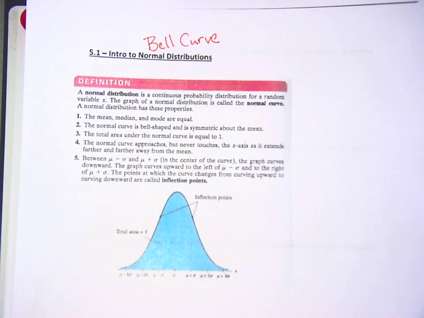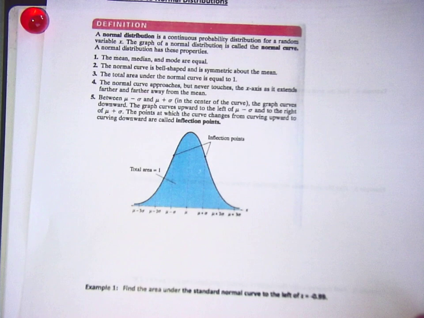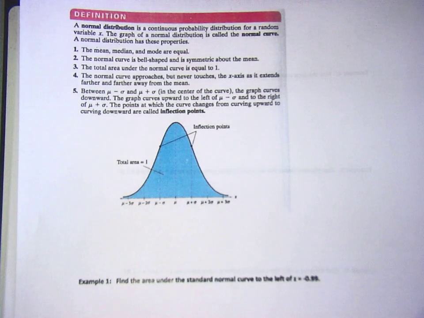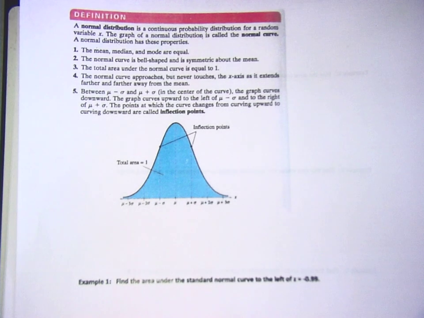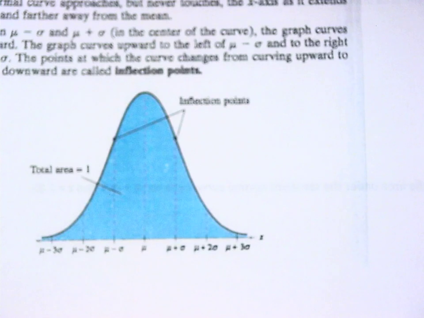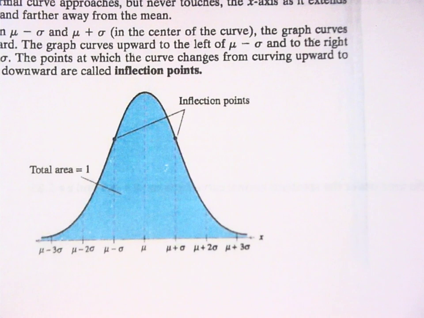Important things to note. On a bell curve, the mean, the median, and the mode are all considered to be equal and right in the middle. The normal curve is bell-shaped and it's symmetric around the mean. The total area under the bell curve is 1. That makes sense because there's a 100% probability underneath there.